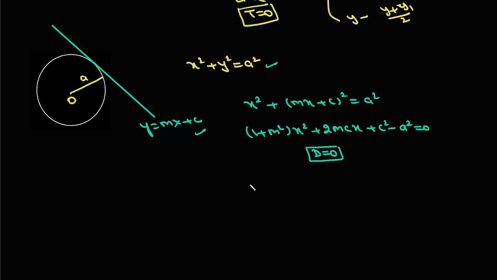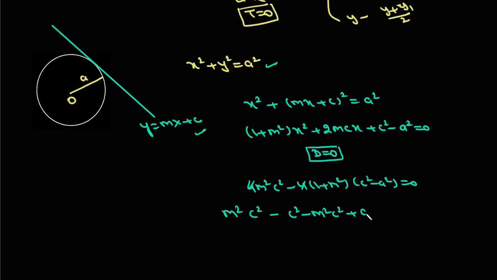So if we put D equals 0, we'll get 4 m square c square minus 4 into (1 plus m square) into (c square minus a square) equals 0. We'll cancel this 4 with 4. So it will be m square c square minus c square minus m square c square plus a square into (1 plus m square) equals 0. Now this m square c square will cancel. So from here we get c square equals a square into (1 plus m square).